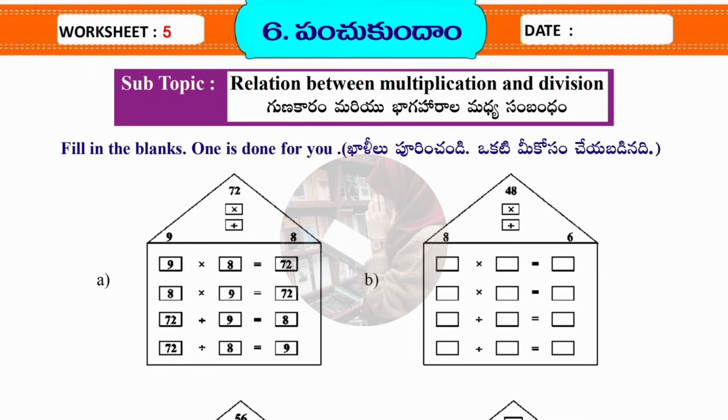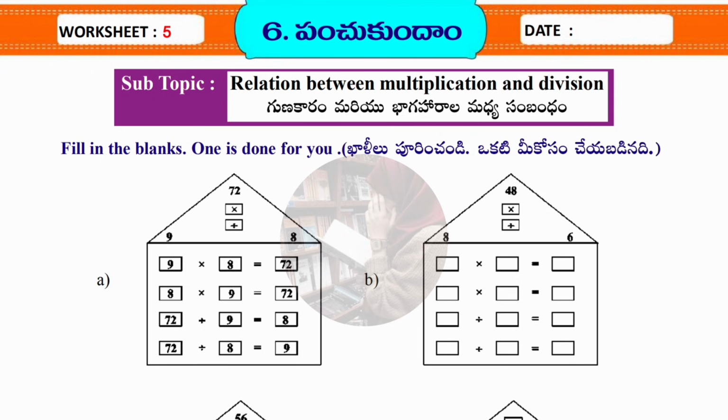Firstly we can write it as 9 multiplied by 8 is 72. So we can write it again as 8 multiplied by 9 is also 72. Then 72 divided by 9 is 8. Like that, 72 divided by 8 is 9. Are you understanding, guys? In the same way we have to do the rest of the given problems.